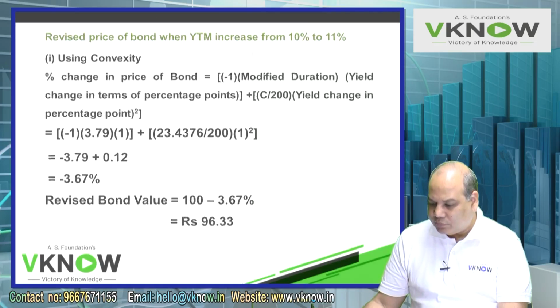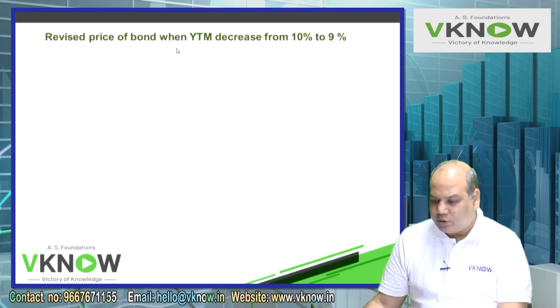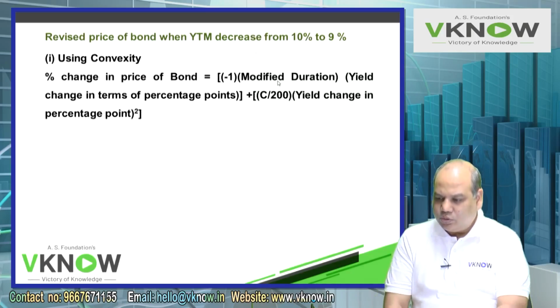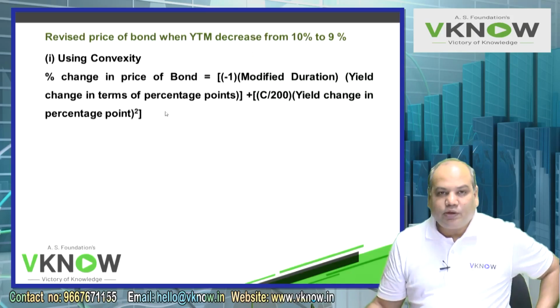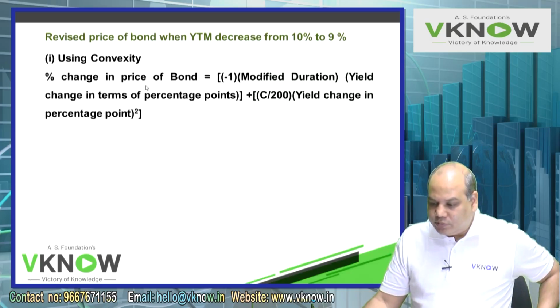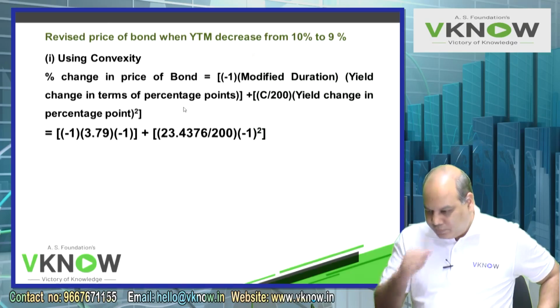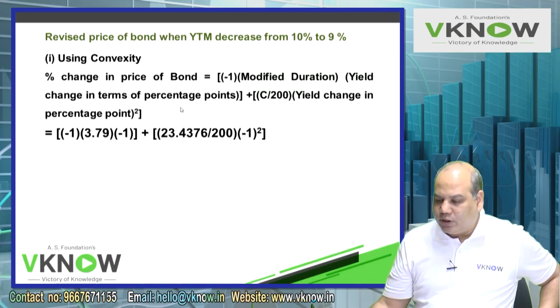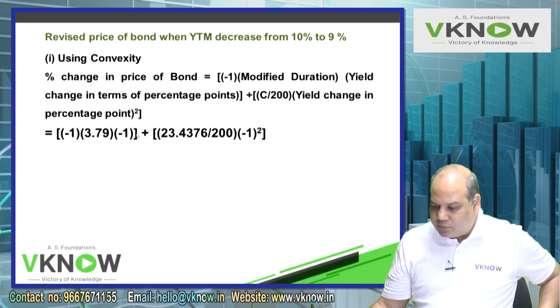Now write down one last part of this question. Revised bond price when YTM decreases from 10% to 9%. You don't need to write the formula again. In one question, formula will be written only once. So directly you come to this point. Minus 1 into 3.79. Only now the YTM is decreasing by 1%, so I have taken it as minus 1. Because I wanted to show you a problem with decrease in YTM also.